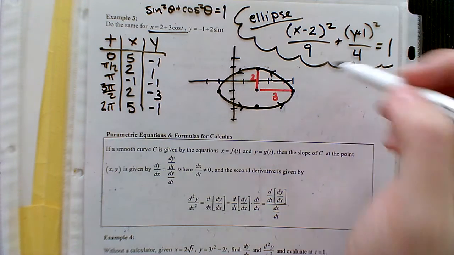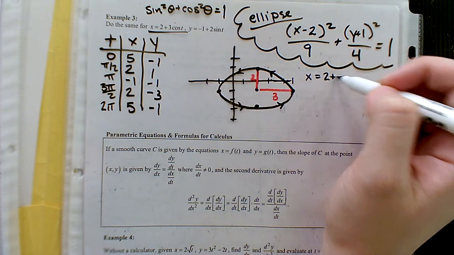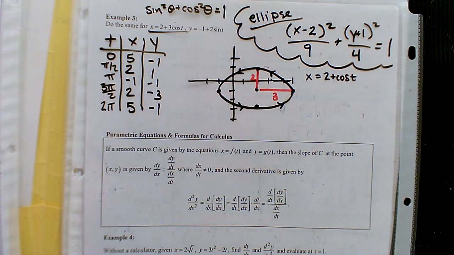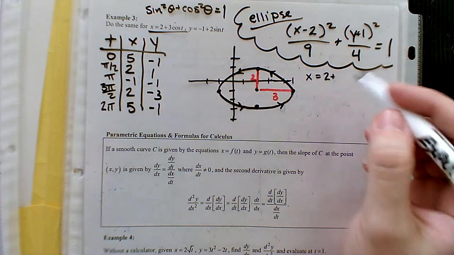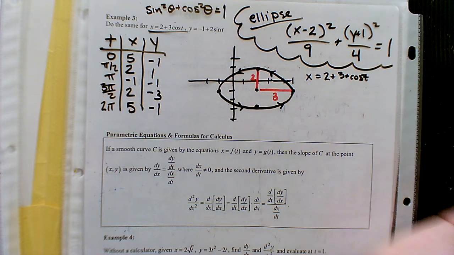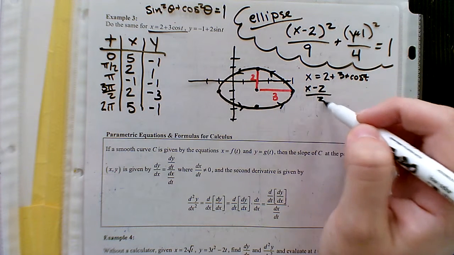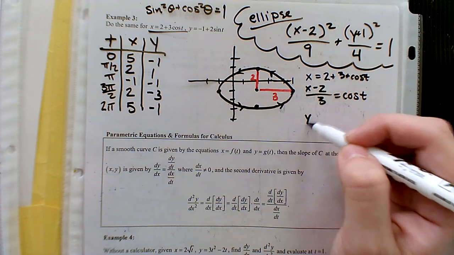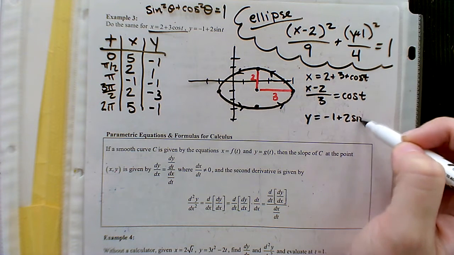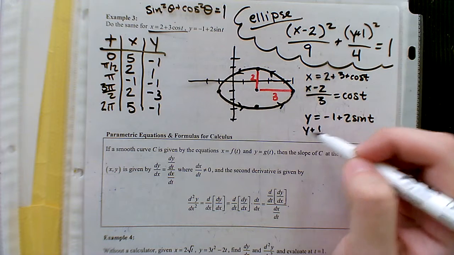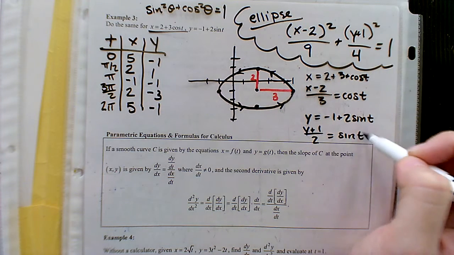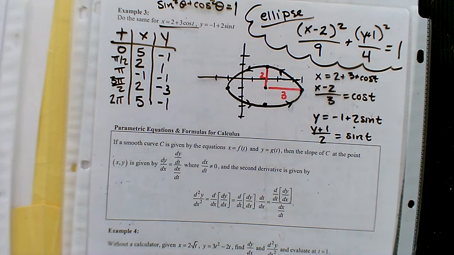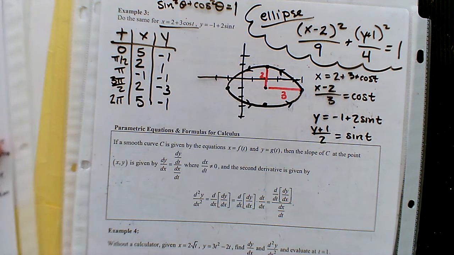So with this, maybe we'll work with the x equation first. If you were to get the cosine all by itself, we would subtract the 2 and then divide by 3. So we'd have x minus 2 over 3 equals cosine of t. If we were to do the same thing for the y equation, we would add the 1 and divide by 2. I think we can do that, right?